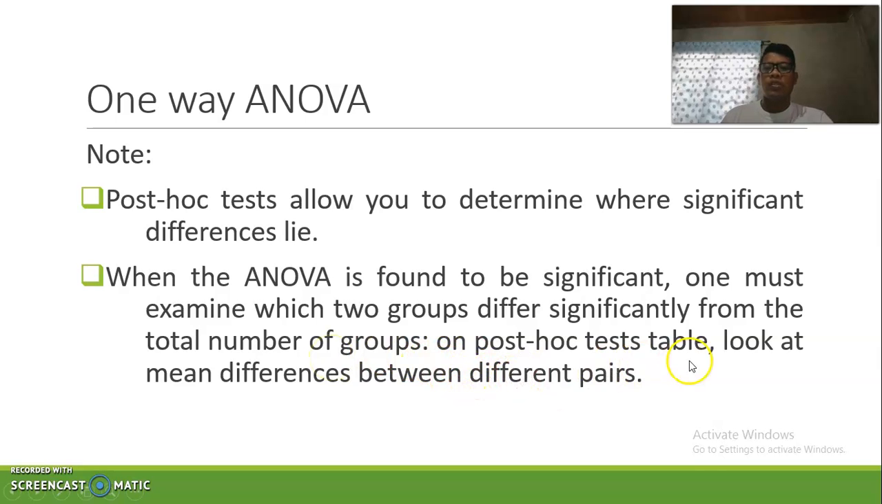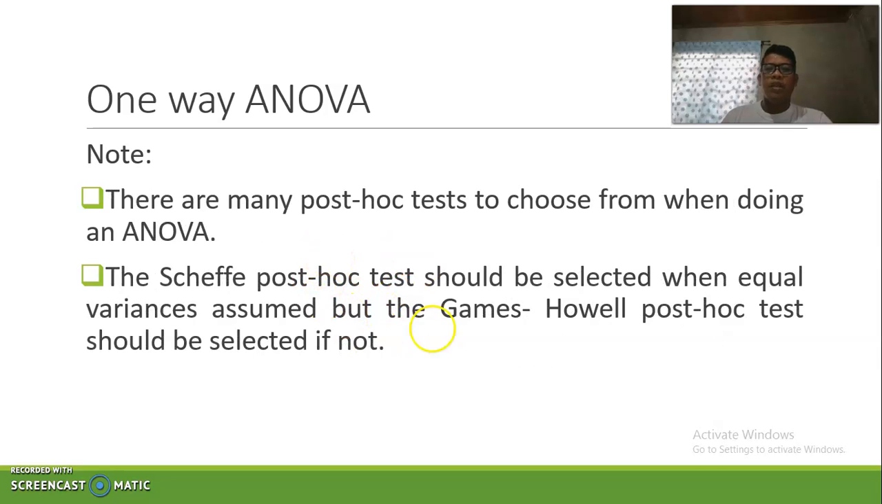On the post hoc test table, look at the mean differences between different pairs. The SPSS output will provide this post hoc test table. There are many post hoc tests to choose from when doing an ANOVA. Usually we make use of the Scheffé post hoc test when equal variances are assumed, but the Games-Howell post hoc test should be selected if not.